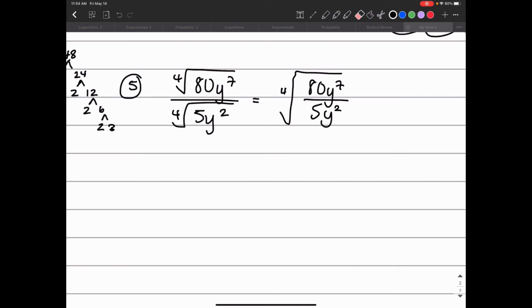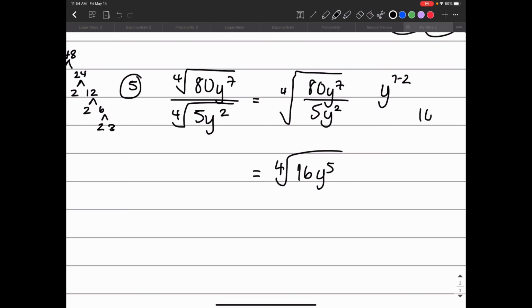I'm going to do 80 divided by 5. That gives me 16, so I have the 4th root of 16, and then y to the 7th power divided by y squared is y to the 7 minus 2 power, or y to the 5th power. That gives me this, and then I'm looking for groups of 4 to take out.